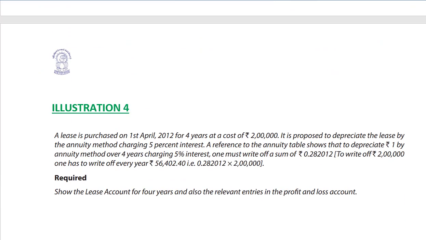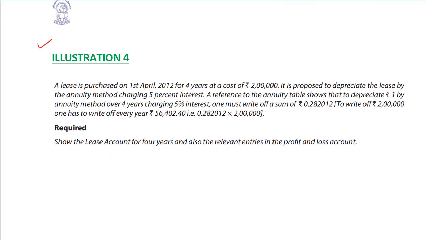So let us continue now. We'll be solving illustration 4. A lease is purchased on 1st April 2012 for 4 years at a cost of 2 lakhs.